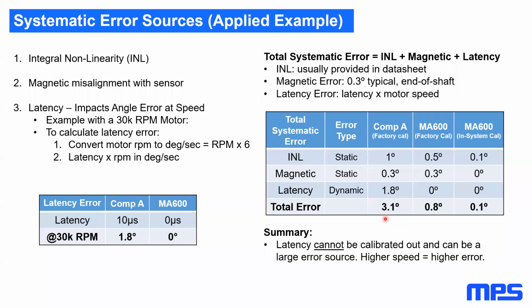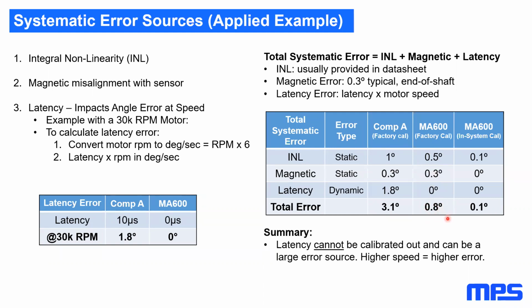We have some process in place where in the factory, we can actually calibrate our parts. And so you'll see more of an intrinsic 0.5 maximum over temperature. Magnetic is magnetic. The part's going to see what it sees. So we'll assume the same as any sensor. And then because of our latency compensation, a 0 degree latency. And so a total error of only 0.8 degrees.